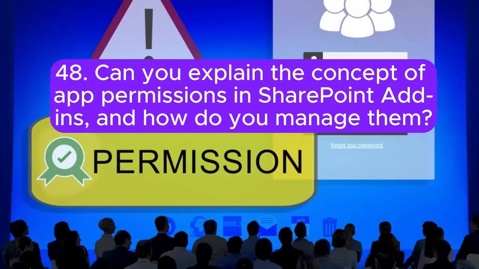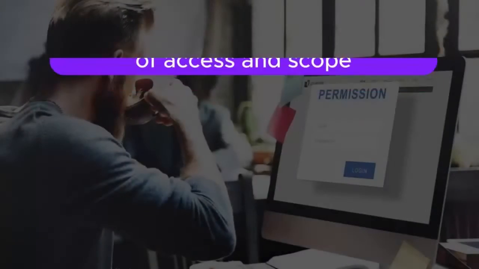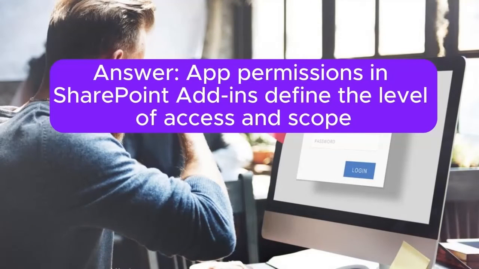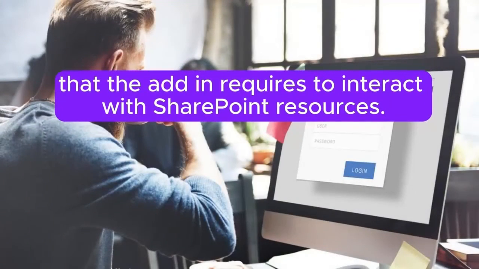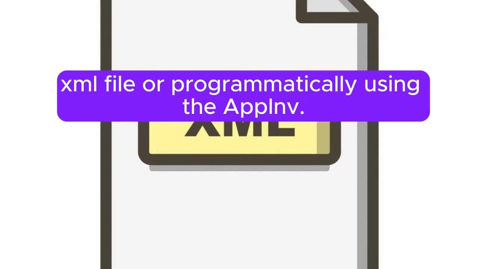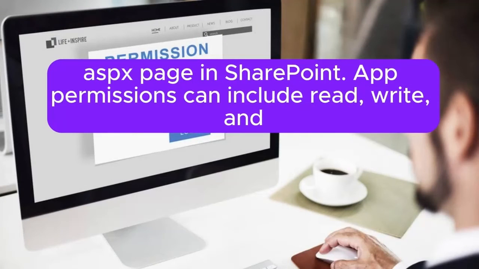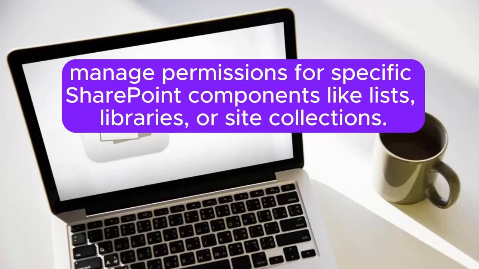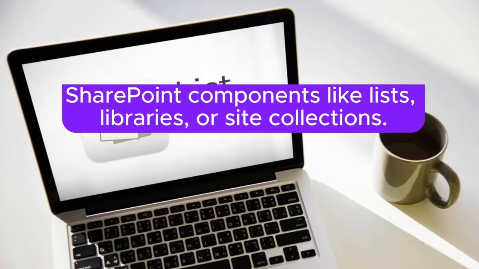48. Can you explain the concept of app permissions in SharePoint add-ins, and how do you manage them? Answer. App permissions in SharePoint add-ins define the level of access and scope that the add-in requires to interact with SharePoint resources. They can be configured using the app manifest XML file, or programmatically using the AppInv.aspx page in SharePoint. App permissions can include read, write, and manage permissions for specific SharePoint components like lists, libraries, or site collections.